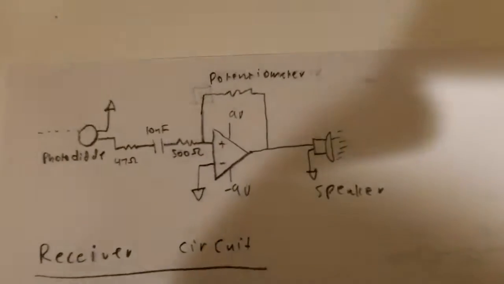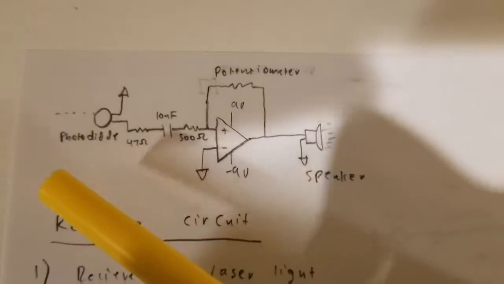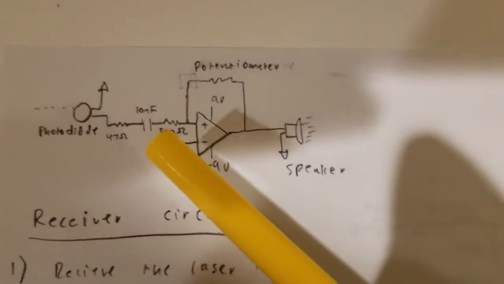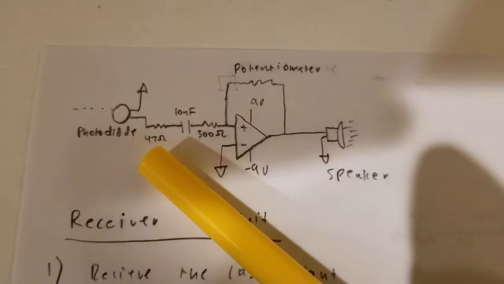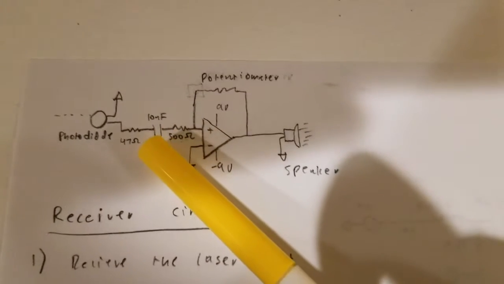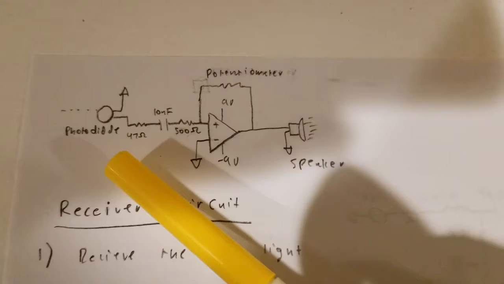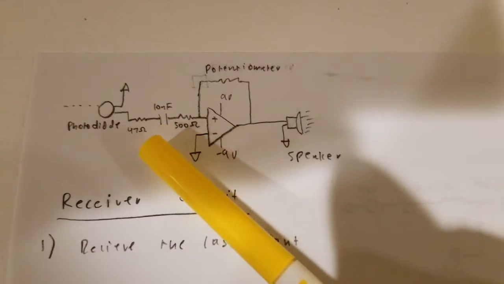So here is the circuit diagram again. So as you can see all the way on the left, we have a photodiode, which is able to receive the laser light signal. After that, we have a resistor to make sure that the photodiode doesn't get overloaded with voltage. After that, we have another high-pass filter comprising of a capacitor and a resistor to make sure that there is low noise after the photodiode received the signal.